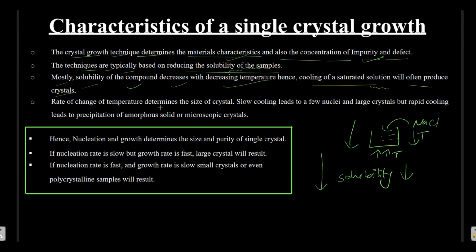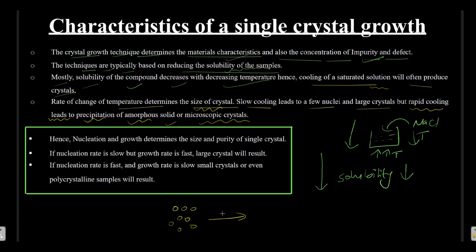Now, rate of change of temperature determines the size of the crystal. So how quickly or how slowly we are changing the temperature, that determines the size of the crystal. Slow cooling leads to a few nuclei and large crystals, but rapid cooling leads to precipitation of amorphous solid or microscopic crystals. So you can see over here, suppose there are many nuclei like this.